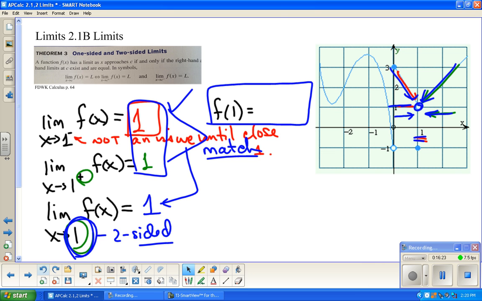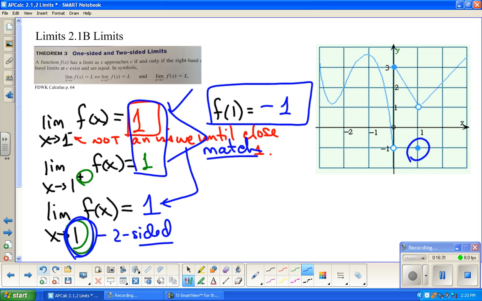Now this question is asking a different question. What is the actual y value at that point? That's what it's asking. Well, the y value there is actually -1. Well, how can that be, Mr. Sanford? Well, it's just not continuous. This is probably a piecewise function of some sort. So it's just not continuous, and that's okay. That happens.